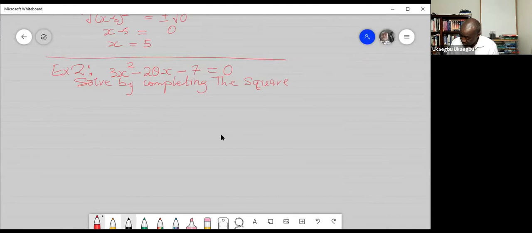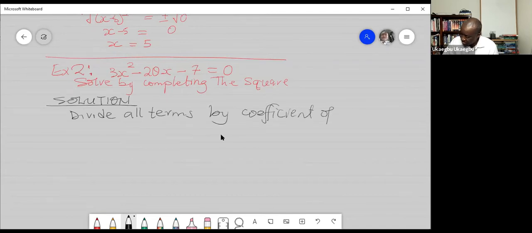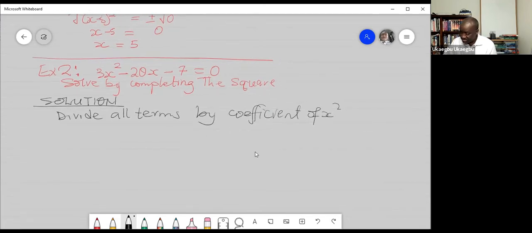So now here's the solution. First of all, divide through by the coefficient of x squared. You see, in this particular case, the coefficient of x squared is 3. So you are dividing everything by 3. So you have 3 divided by 3 x squared minus 20 divided by 3 x minus 7 over 3 equal to 0 over 3.